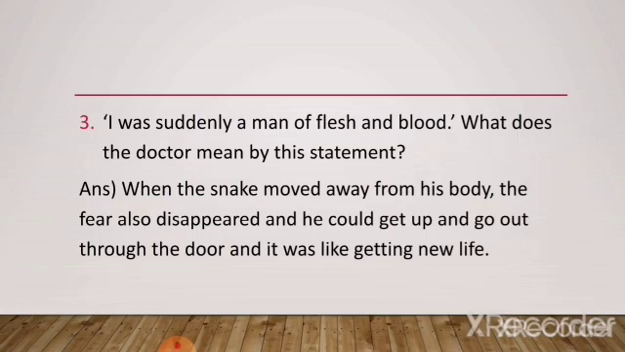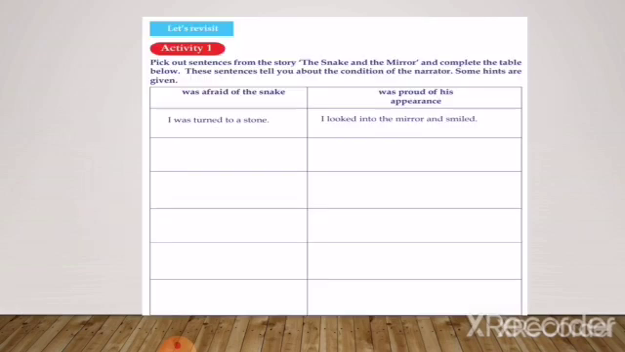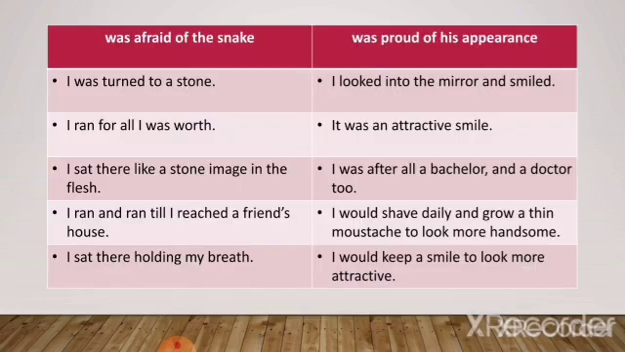Okay, students, now all of you please take your textbook, page number 28. There are many activities given. Now we are going to do activity number 1. You have to fill up the table given by picking up some sentences from the textbook. Fill the first column using the sentences that indicate the doctor was afraid of the snake. And in the second column, write the sentences that show the doctor was proud of his appearance. I think it's a very simple task. Once again, pause the video and fill it in your textbook. Have you finished? You can cross-check your answers as they come up next in the video.